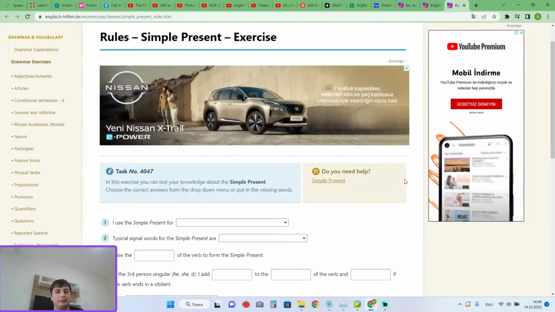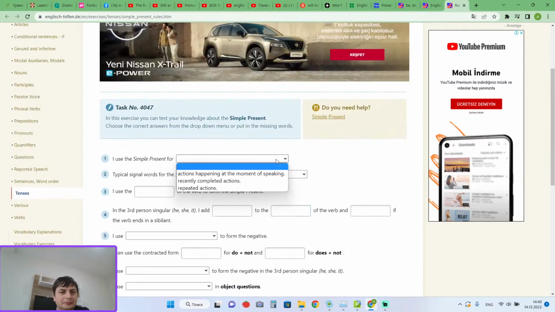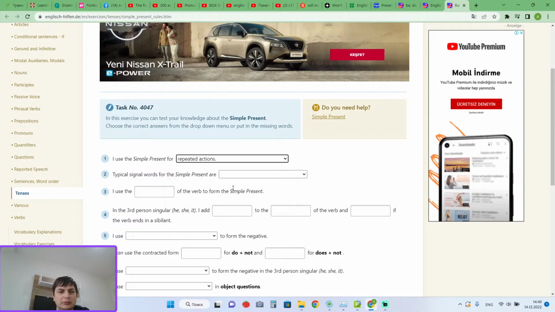Okay, let's begin. In this exercise you can test your knowledge about the simple present. Choose the correct answers from the drop-down menu or put in the missing words. I think it's easy. I use the simple present for an action happening at the moment of speaking. No, recently completed action, repeated action.